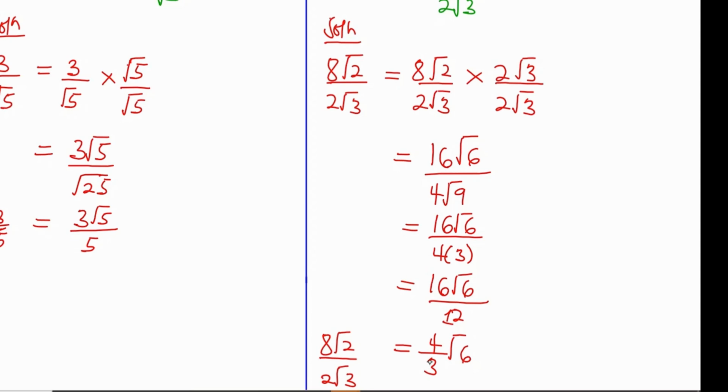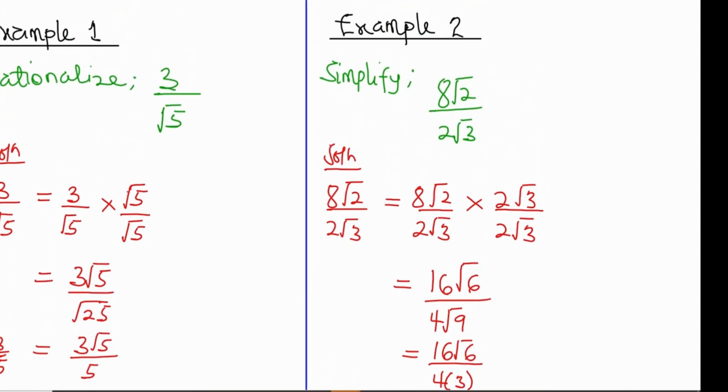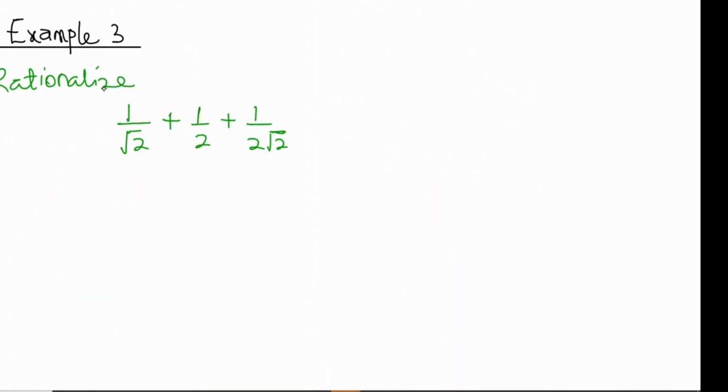Now let's take the last example on type 1. So that's the last example on type 1, and it says you rationalize 1 out of square root of 2 plus 1 out of 2 plus 1 out of 2 square root of 2. Now at this point, you can pause the video and try your hands on this question.